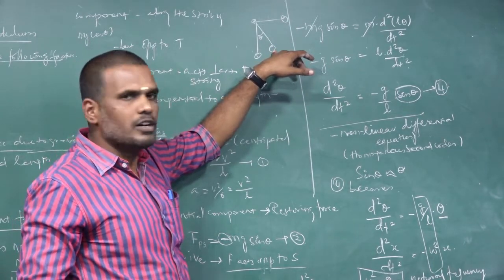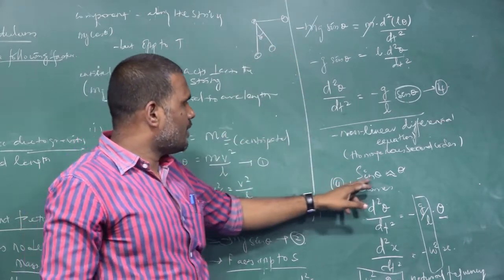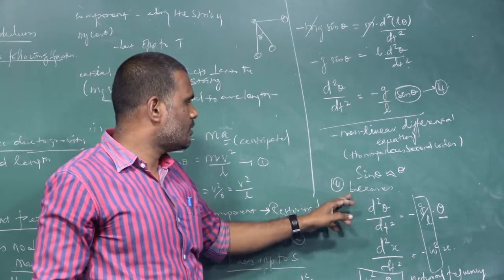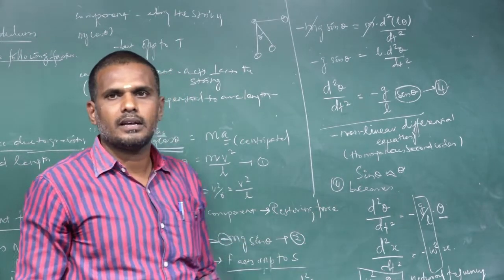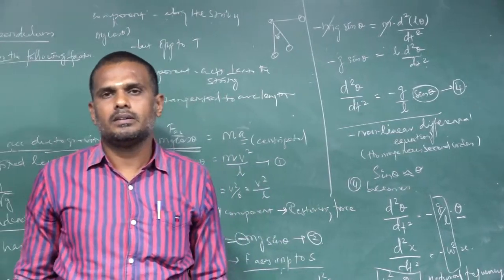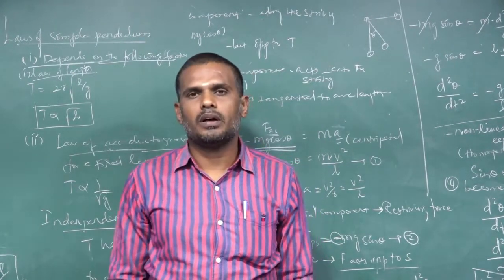So for smaller angle displacements, sine of theta is approximated to theta, so the equation becomes linear. Thus, we conclude that the oscillation of a simple pendulum is simple harmonic. So, the pendulum executes a simple harmonic motion.